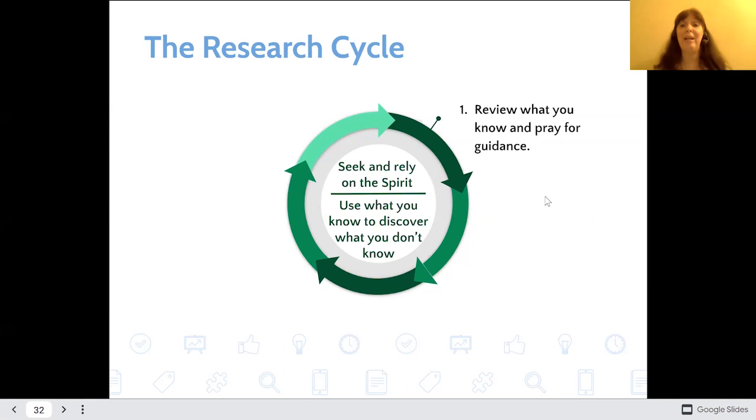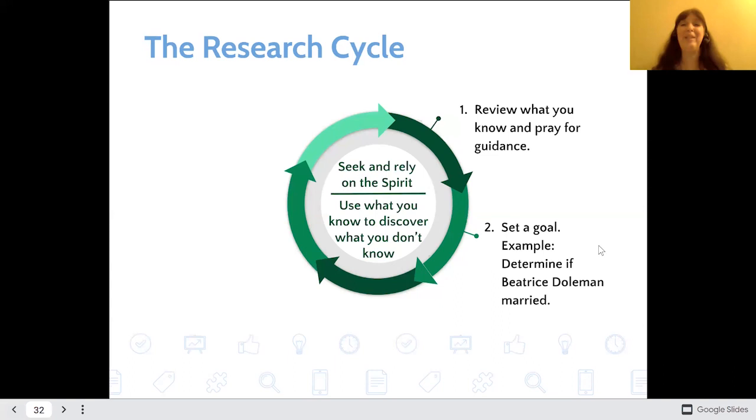Sometimes I've started to do things and I felt a feeling, nah, that's not the best place for you to work right now. You should actually look over here or whatever. So review what you know and pray for guidance, and then set a goal. And it should be simple. The goal should not be to break through a 25-year brick wall that the professional genealogist couldn't break through. Do you see what I'm saying?